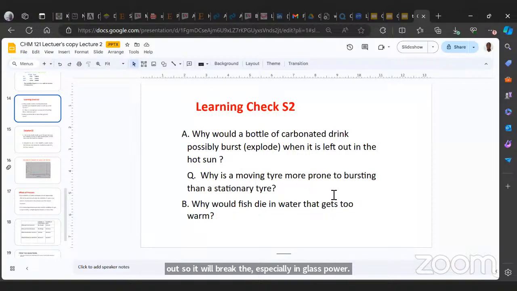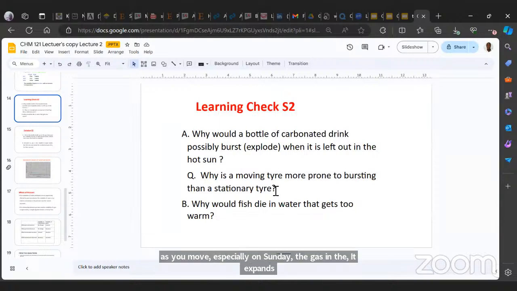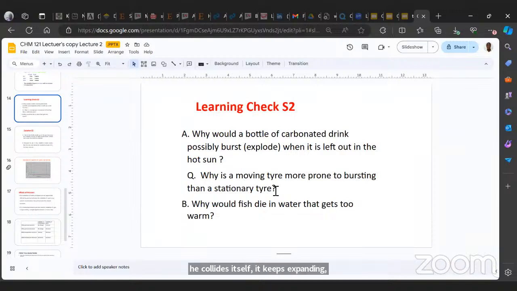Why is a moving tire more prone to bursting than a stationary tire? I already explained when teaching. Because for a moving tire, especially if the tire is bad, weak, or expired, generally in all tires, as you move, especially on a sunny day, the gas in the tire expands. It collides with itself, it keeps expanding, it's looking for a way out. So it's exerting more pressure on the walls of the tire. Now, if the tire is bad or not very good, and you are moving fast, heating it up faster, then the pressure is enough to burst the tire. So that's what's happening.